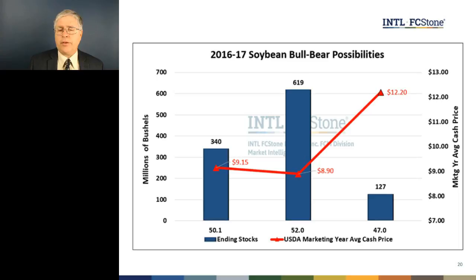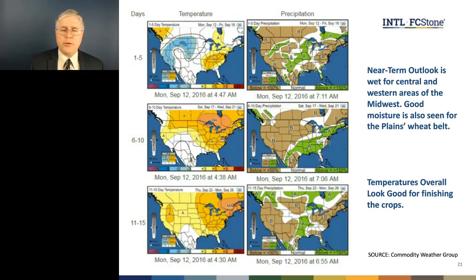Now, as we look at the weather overall, temperatures on the left, precipitation on the right. We see the 1 to 5 day at the top, the 6 to 10 day forecast in the middle, 11 to 15 day on the bottom. Overall, we're on the mild to cool side this week, but as we get into the weekend, next weekend, we warm up and we hold that through the remainder of the 15-day outlook.